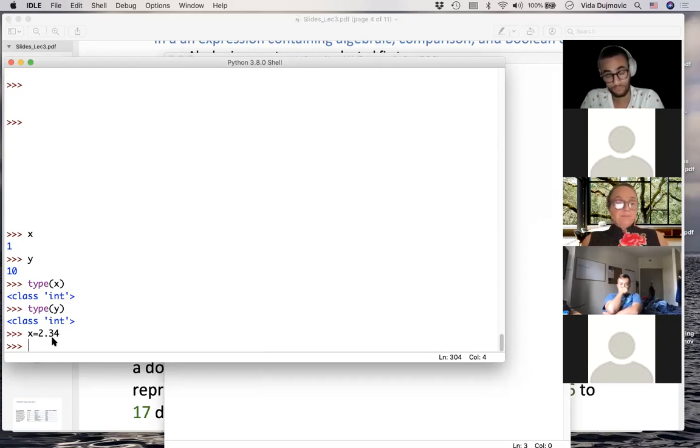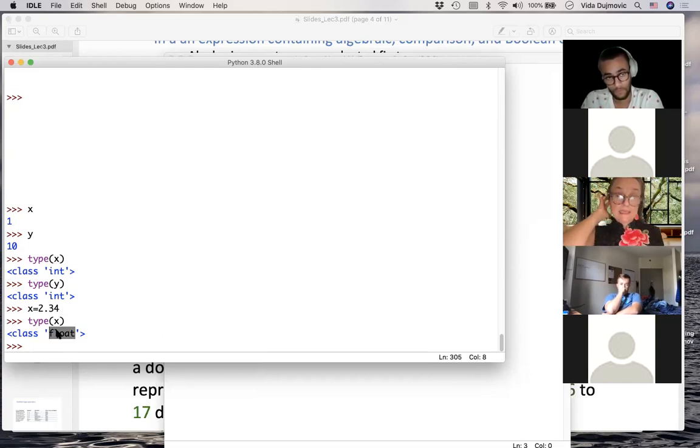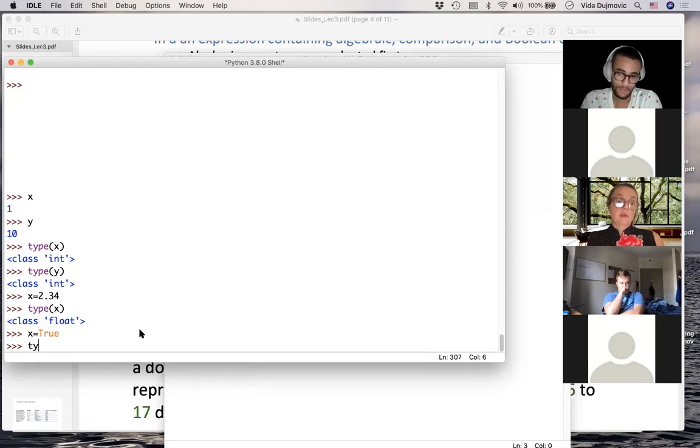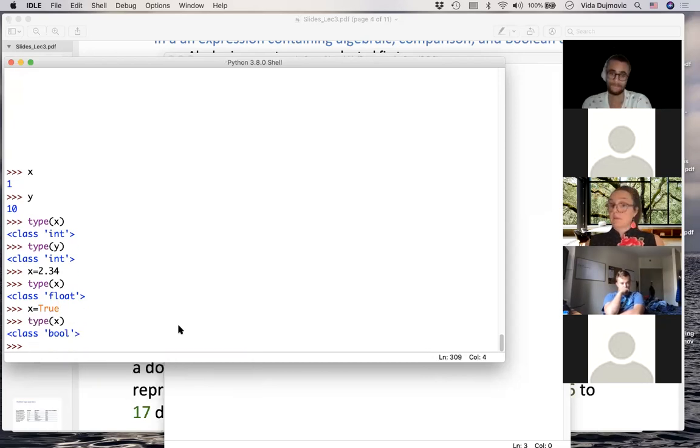Okay, so if I do now, tell me what type of value is inside of the variable x. It's telling you right now what's in x is a float. So before we had that the variable x was an int, and now what's inside the variable x is a float. I can even go further. I can say, oh, actually, I'm going to assign this Boolean value to x. And right now, if I ask what's in x, oh, it's a Boolean value.